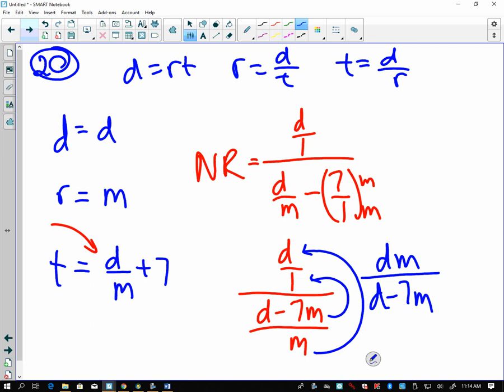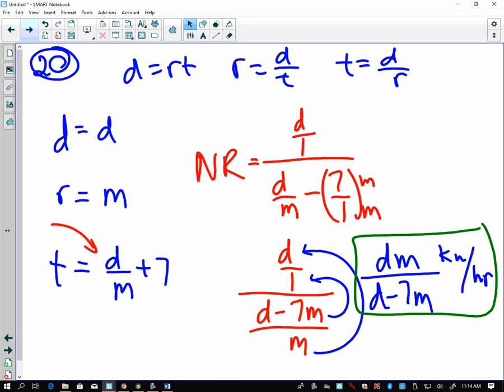And because this was in kilometers per hour, km per hour, let's double check here. This was question number 20. DM over D minus 7M was our answer. Do we understand how to solve this type of question now? Yes? No? Okay. All right. Okay, got it? All right, perfect.